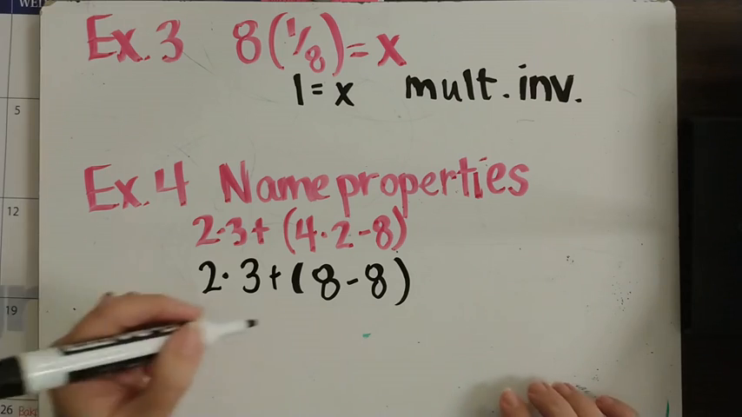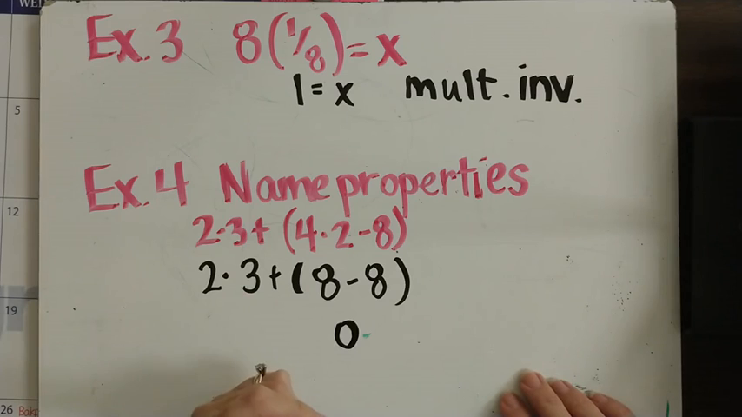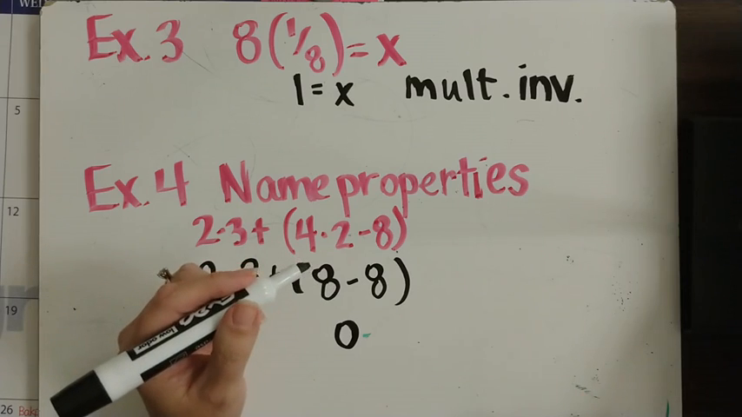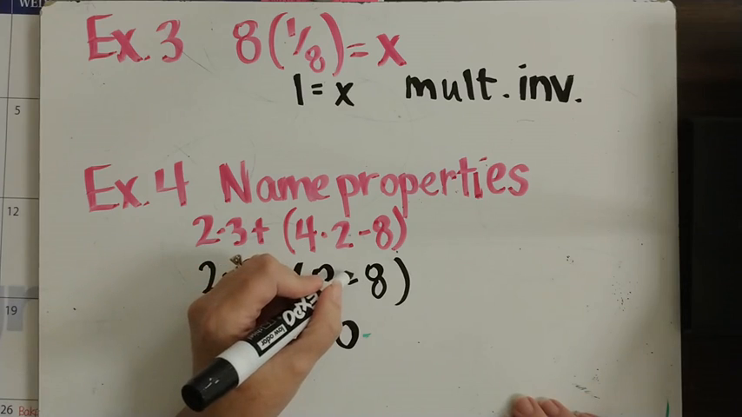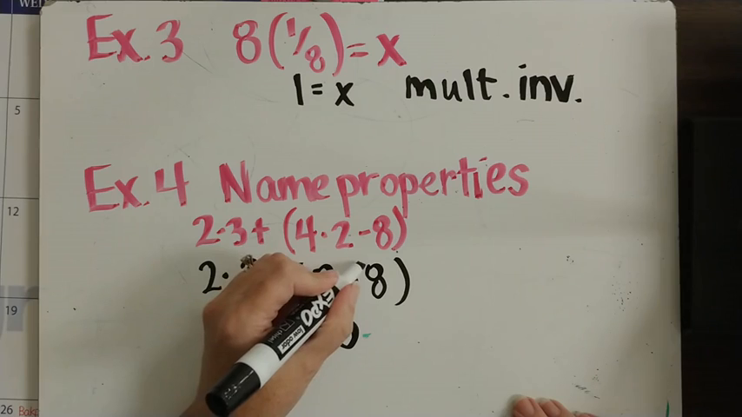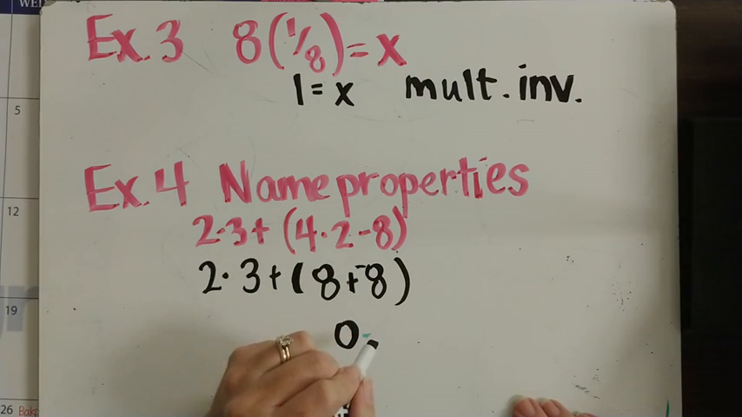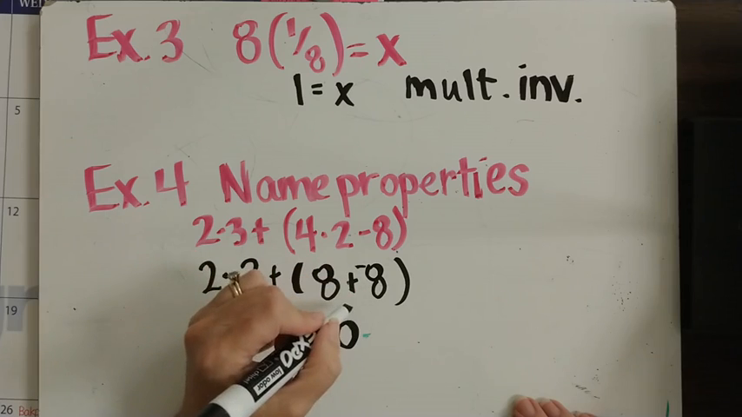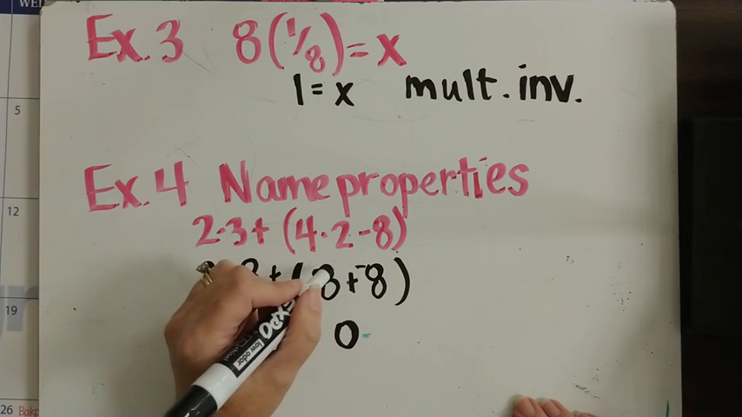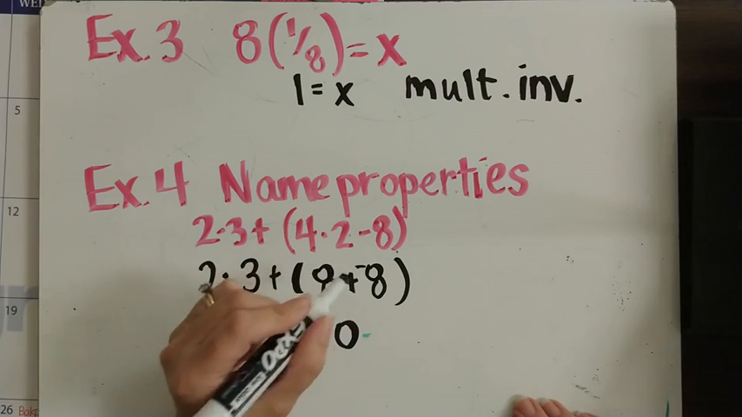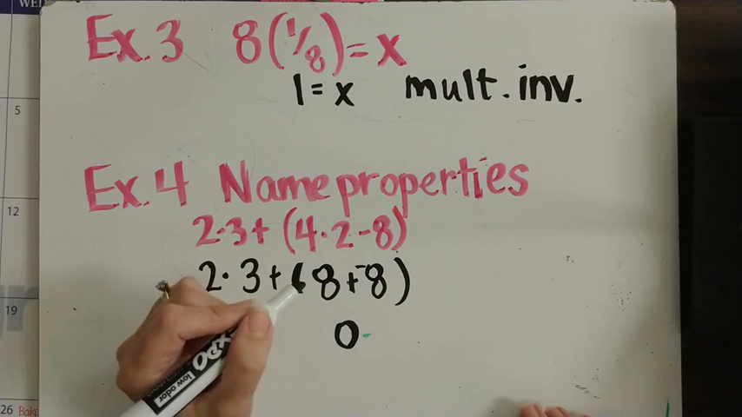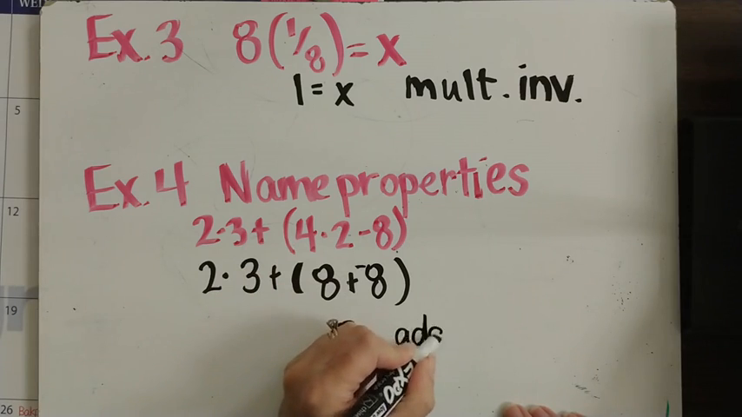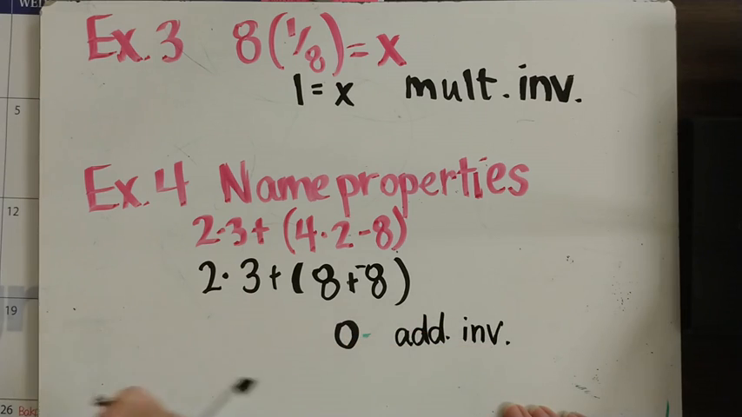Continue in parentheses. 8 minus 8 is 0. Now this says subtraction, and we don't have any subtraction properties. But let me ask you something. Could I change this to addition and then make this a negative 8? Have you ever heard of keep, change, change? Now if you look at this, it reminds me of an additive property that we have, where you add the opposite, and we can also call that the inverse. So if you add the inverse, this is called additive inverse.